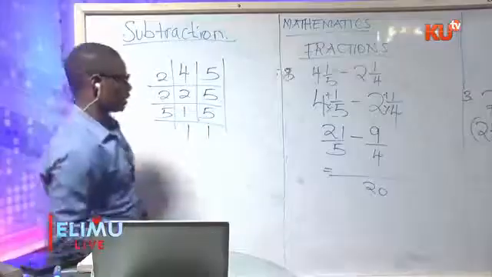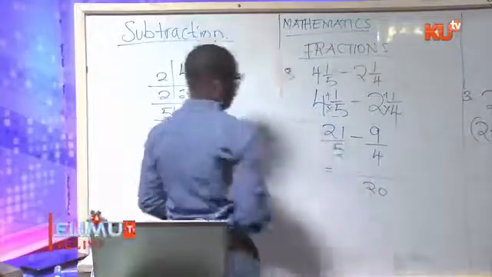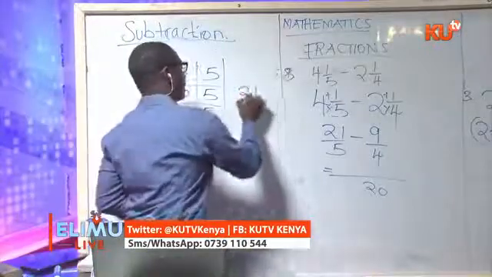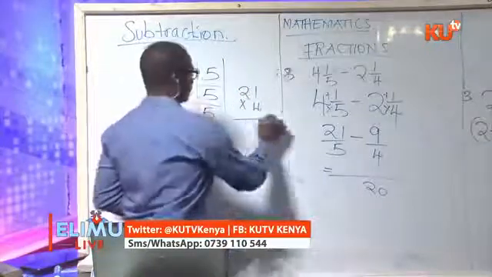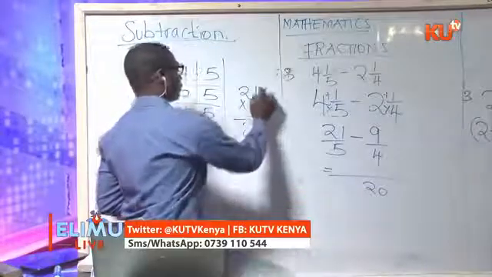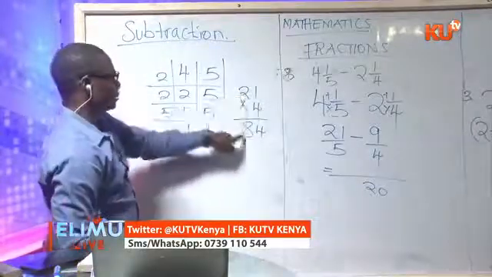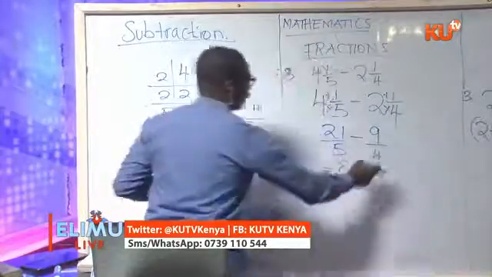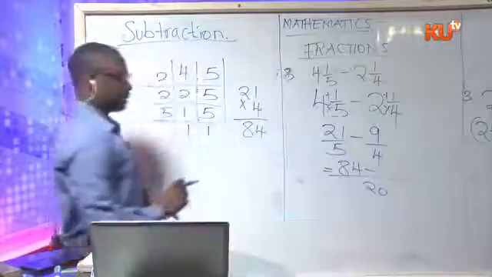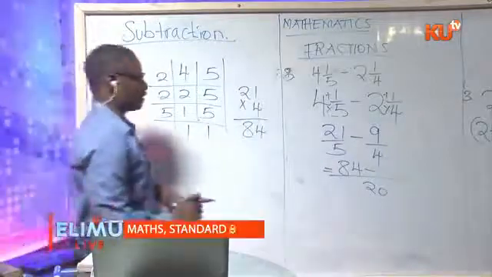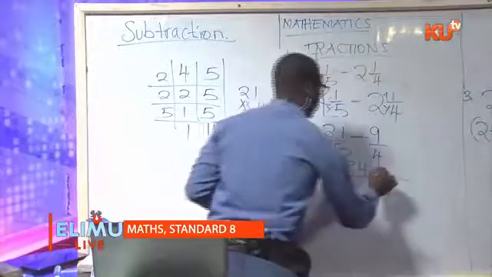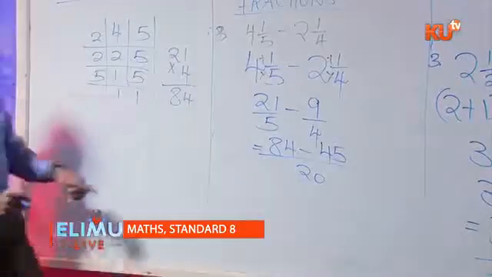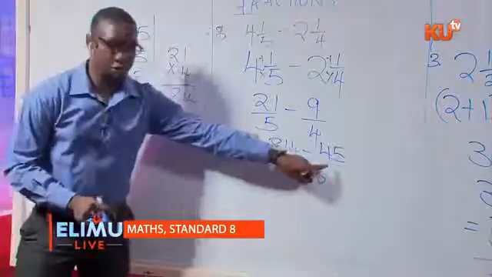After doing that, you take 20 divided by 5, which is 4. Then 4 times 21. So 21 times 4 is 84. So 4 times 1, that is 4. 4 times 2, that is 8. So we have 84 here. Take away, 4 goes into 20 5 times. 5 times 9, that is 45. So we solve 84 minus 45.